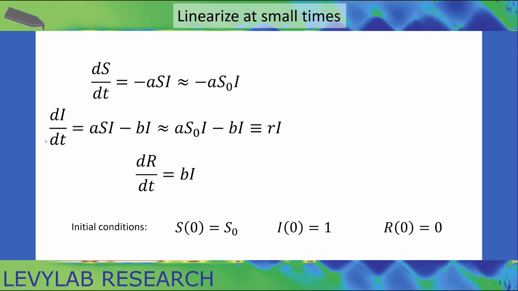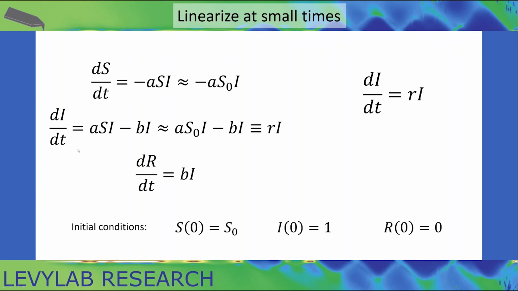Then I can do the same thing on the second line. I can replace S by S naught. And so I have dI/dt is equal to A S naught I minus B I, which I can factor, and I can call this r. So r would be A S naught minus B. And then the third one, it was always a linear equation.